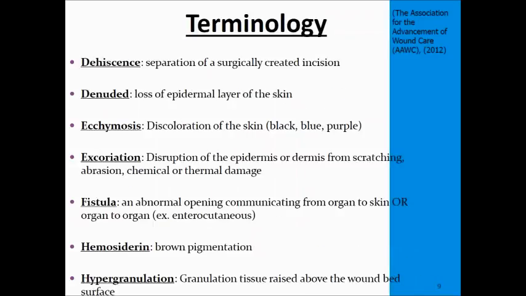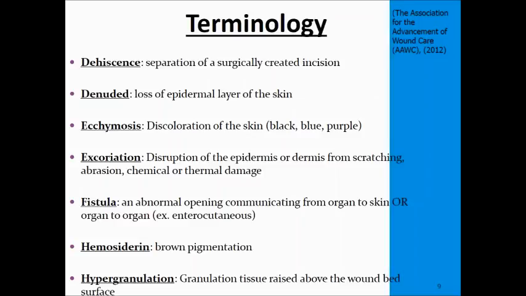Dehiscence. This is separation of a surgically created incision. This can be due to infection, malnutrition, or tension on the suture line. Denuded. This is loss of the epidermal layer of the skin. A lot of times I see this around the perirectal skin related to moisture and incontinence. Ecchymosis, bruising, discoloration of the skin. Black, blue, purple in colors caused by the infiltration of blood from blood vessels into the surrounding tissues.